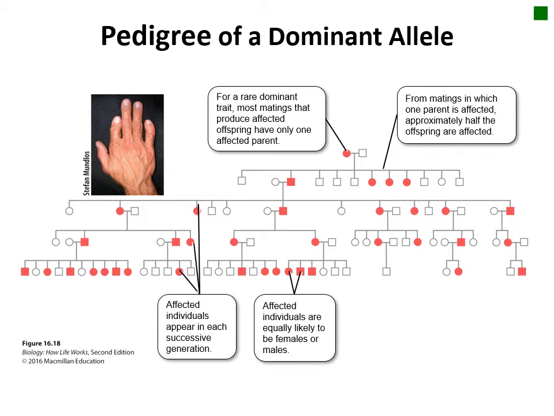A key to look for in a dominant pedigree is that if there is an affected offspring, there must also be an affected parent. Additionally, the trait appears in most generations, although this is not a requirement.